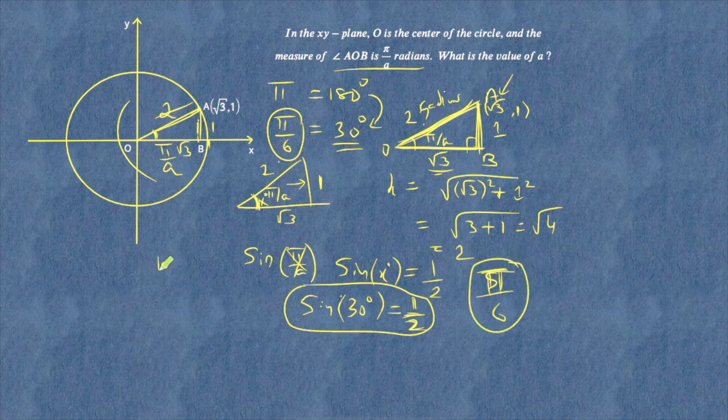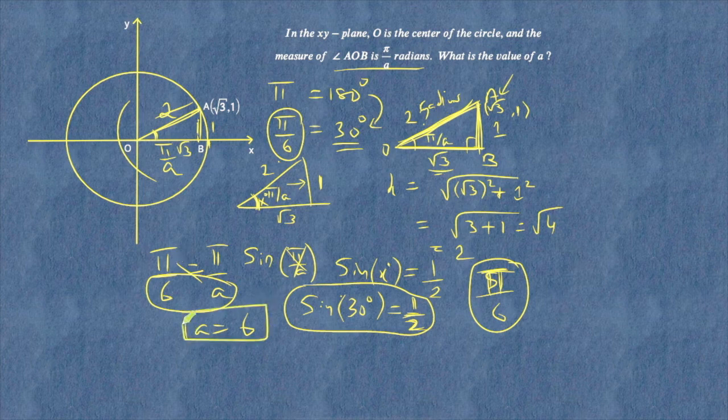Now we know pi divided by 6 equals, in radians they given it as pi divided by A. So which means A equals 6. We can do cross multiplication. A pi equals 6 pi, and you cancel pi, you get A equals 6. And that's the correct answer.